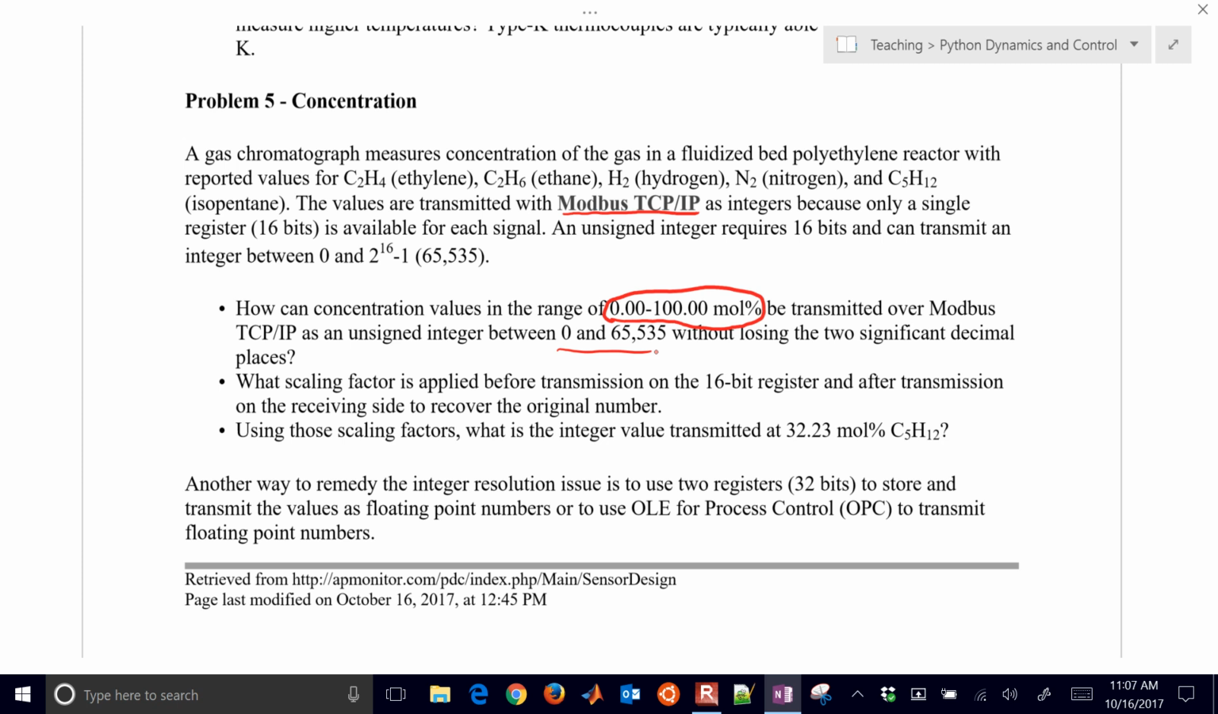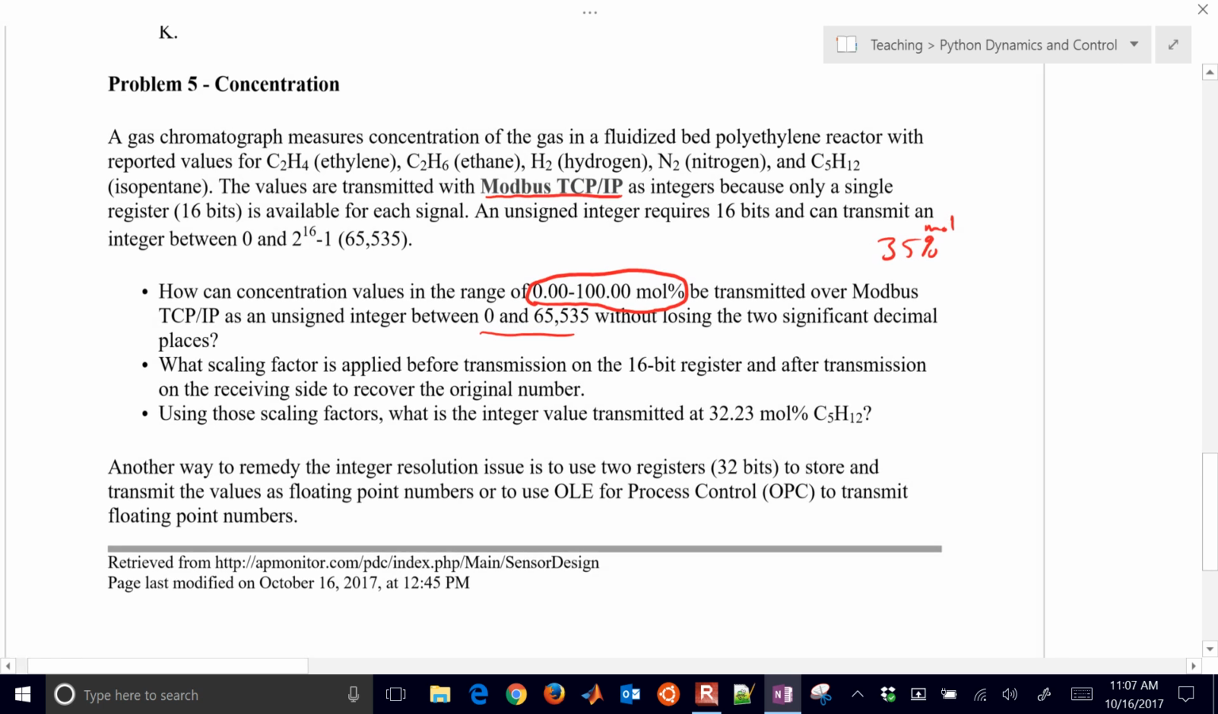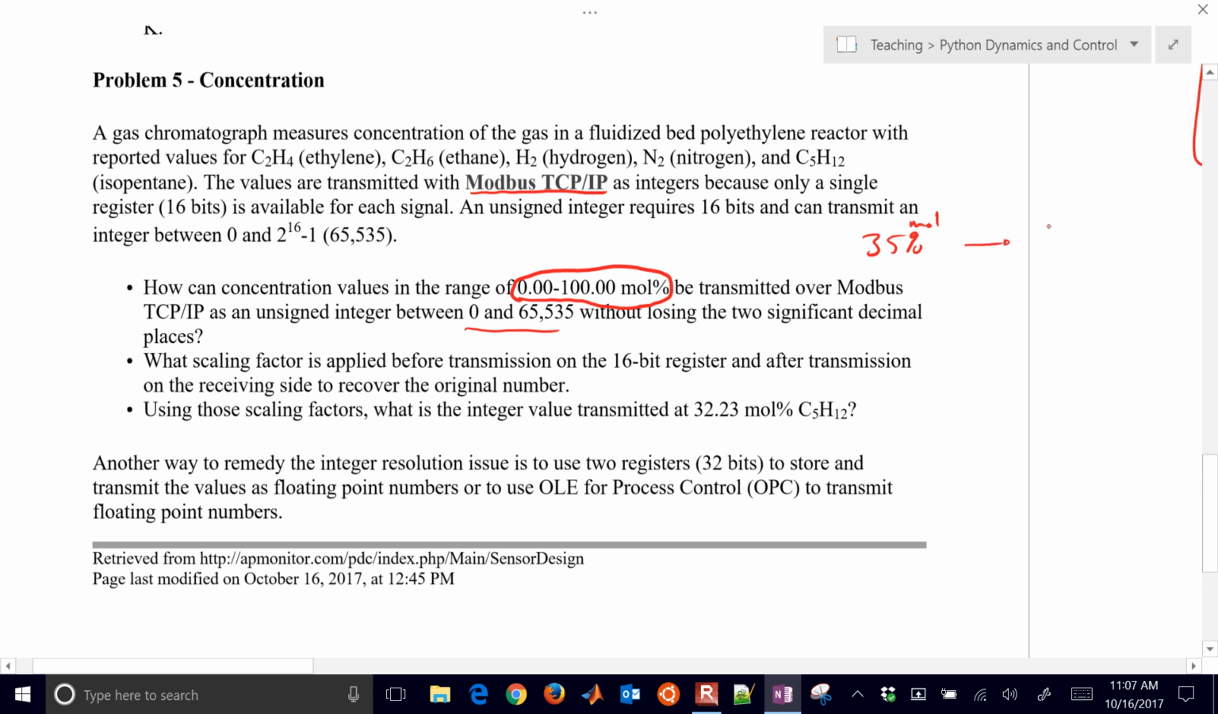So if you just transmit the numbers directly as integers, then if you've got a concentration of ethylene, let's say it's 35 mole percent, the first pass might be to transmit it as 35, as an integer. But let's say you had 35.2% and you wanted to retain that 0.2 right there. If you transmit it as an integer, it's still going to be 35. But one way to do this is to apply a scaling factor beforehand.